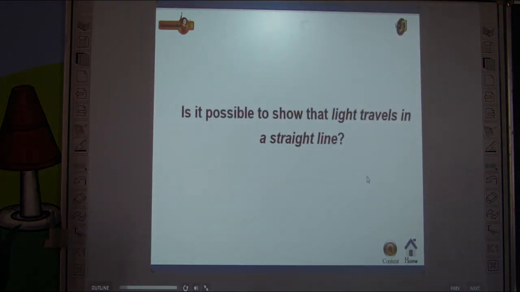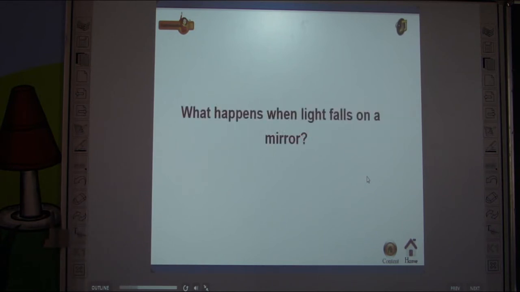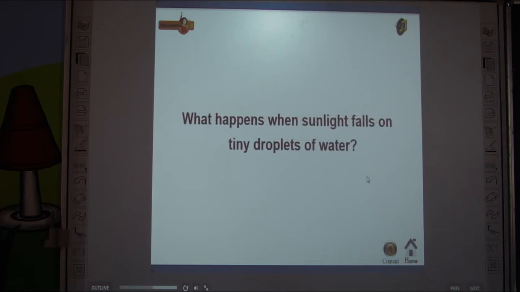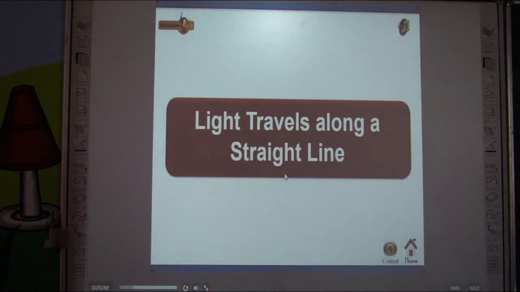Is it possible to show that light travels in a straight line? How does the reflection of light occur? What happens when light falls on a mirror? What happens when light passes through the mirror? To know the answers to all these questions, let us study in detail. Our first topic is light travels along a straight line. How does light travel along a straight line? Let us see one video about it. See the video carefully, children.